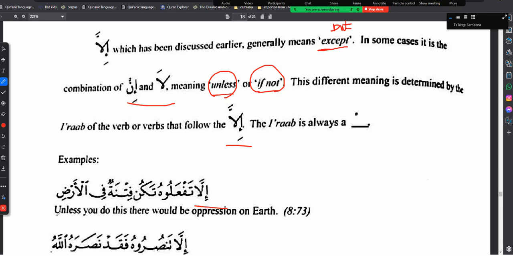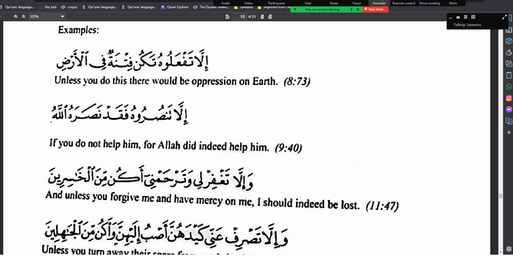So illa, look at the meaning, it is unless. Which means that this is the conditional article and it makes the mudari after it majzoom. How? تفعلوا was actually تفعلون, the noon is dropped because of إلا. إلا تنصروه فقد نصره الله. Which is the word? Illa is the word. And tansuru was actually tansuruna, the noon is dropped. So what type of illa is this? This is illa of conditional article, and that's why it makes the mudare after it majzoom. And the meaning is unless or if.